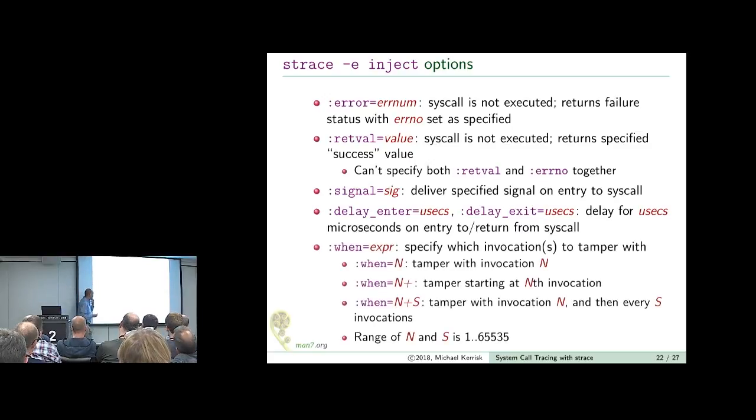And then, as I said, there's a sort of limited facility to choose which system call you want to interfere with. And you can say "when", and then some sort of expression. So for instance, when equals n says tamper with the nth invocation of a certain system call. Or tamper with all the invocations starting at the nth call and every one afterwards. Or starting at nth and then every s step, every instance of an invocation to that system call.